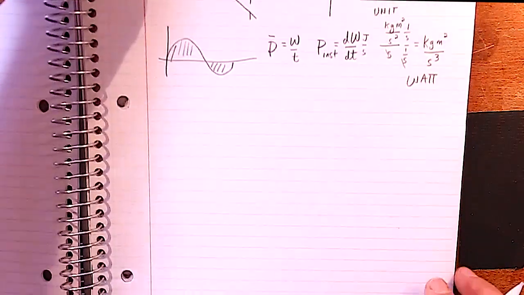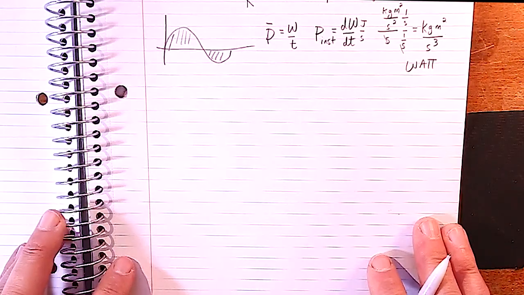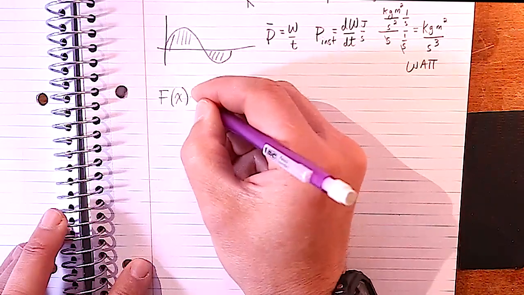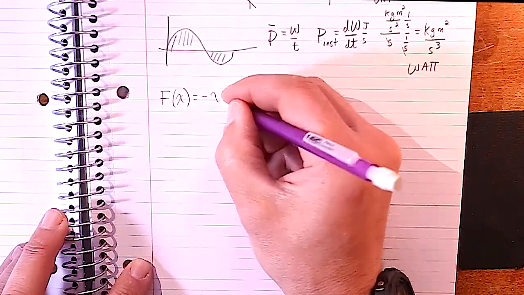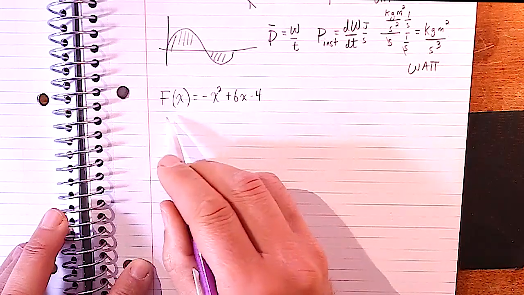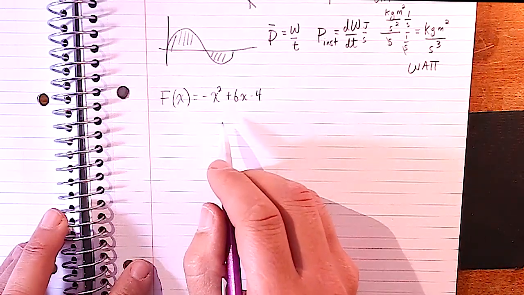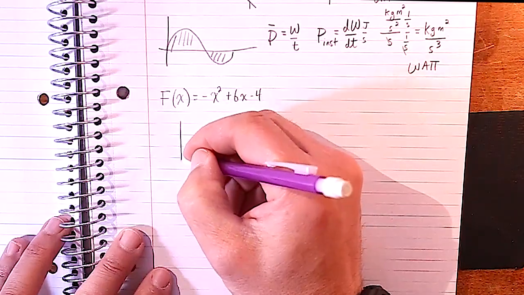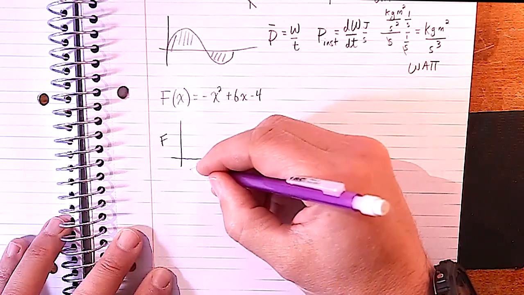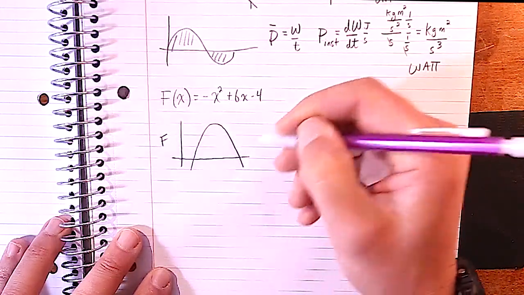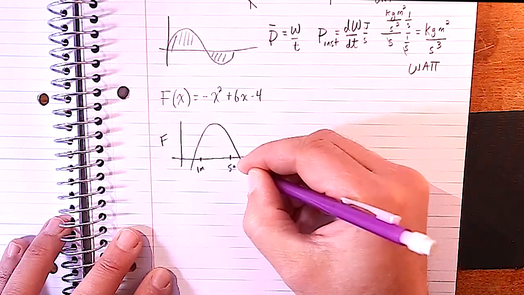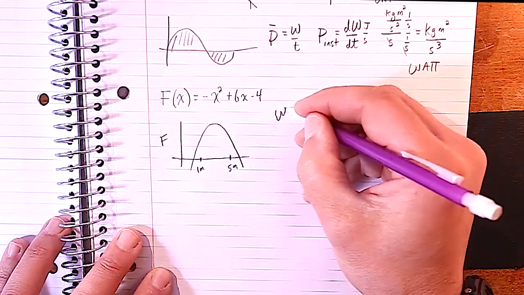So let's look at an example where we actually have a force that is changing. Let's just say we have a function, and that function is minus x squared plus 6x minus 4. So this is what the force is doing. It's not constant. Well, if we graph that, that will give us a parabola, and we have an F, and that graph will look something like this. And let's say we do this from 1 meter to 5 meters. And the question is, what's the work?